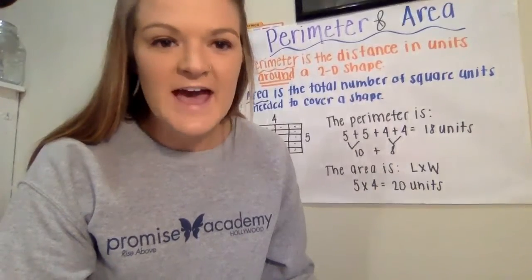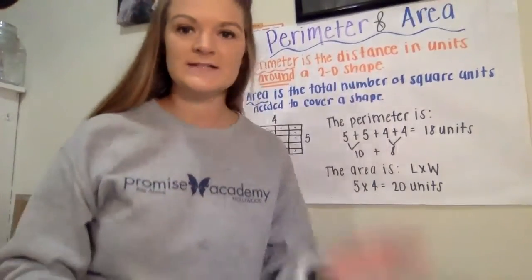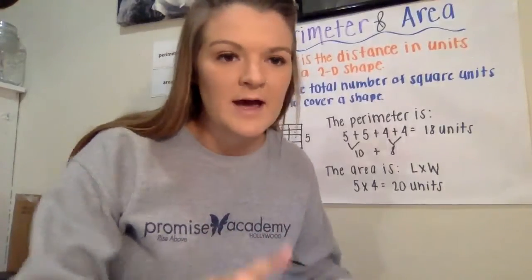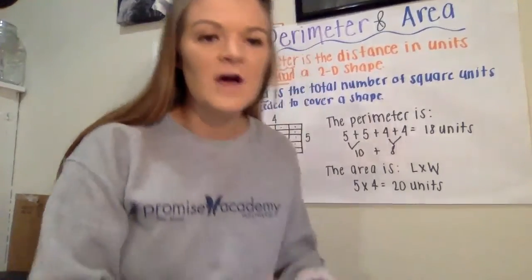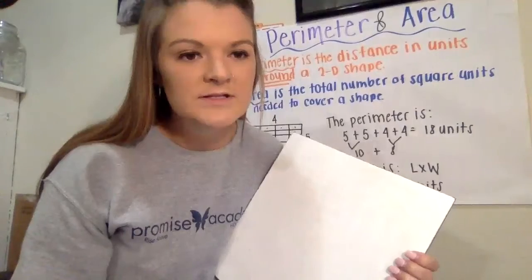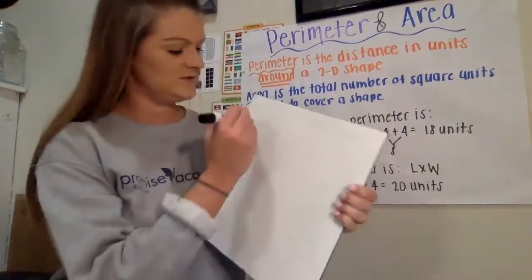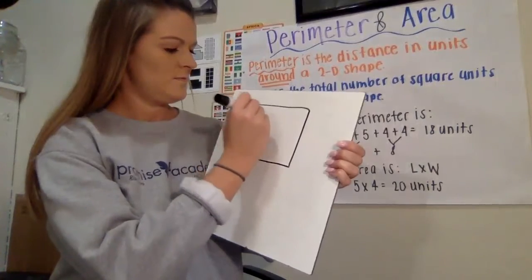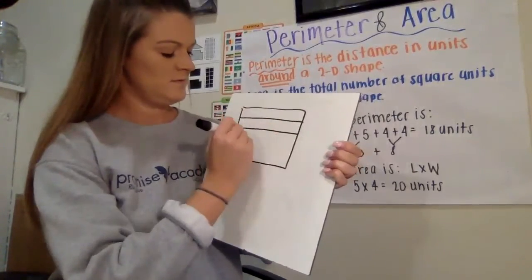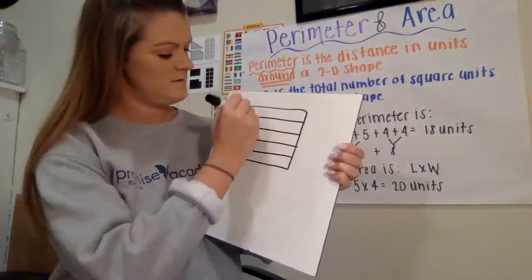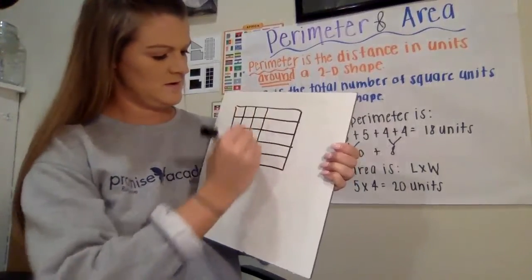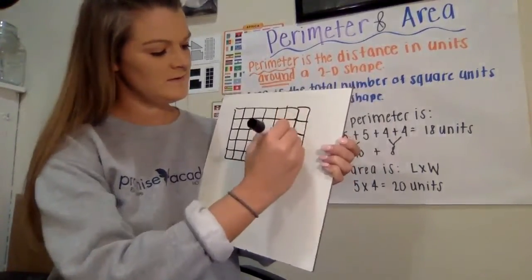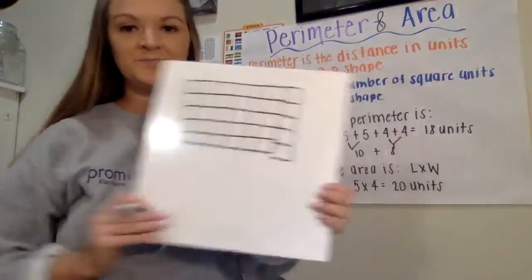So let's look at 1A. Hopefully you guys can see it and then also still see me. So 1A, the shape has 1, 2, 3, 4, 5 on one side, and then 1, 2, 3, 4, 5, 6, 7. So it's going to look like this. 1, 2, 3, 4. 1, 2, 3, 4, 5. There was a sixth one. So it looks like this.